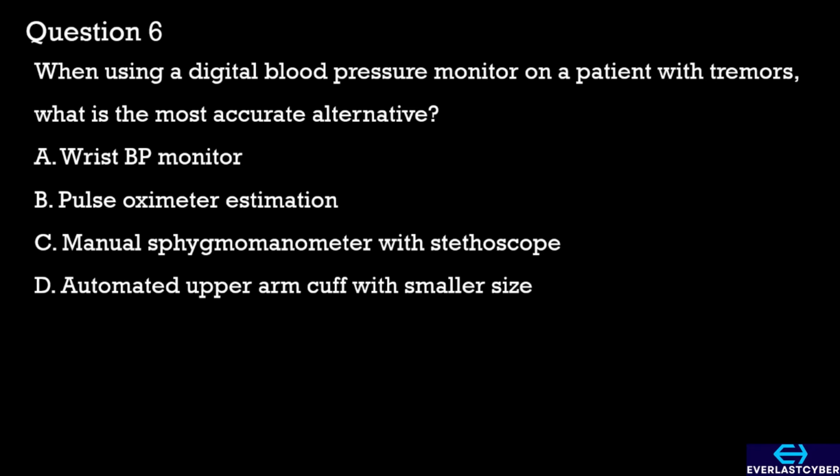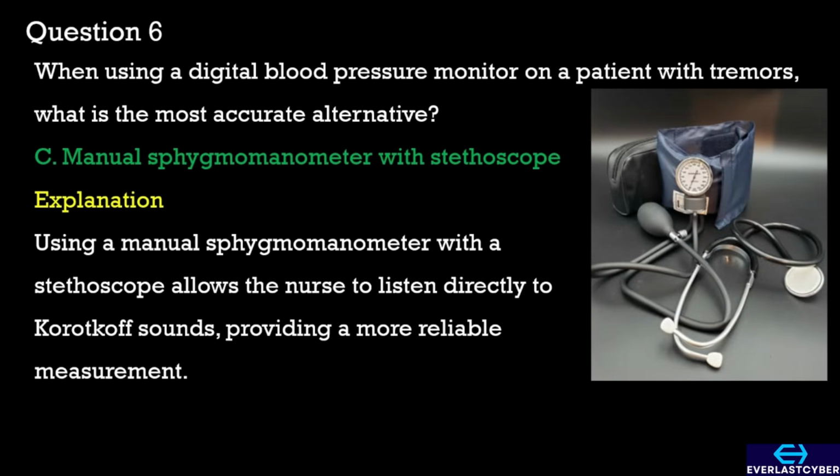In option A, a wrist BP monitor is even more sensitive to movement, so tremors may actually worsen the accuracy. A pulse oximeter estimation cannot measure blood pressure. It only measures the oxygen saturation and pulse. I've already explained option C. So using a manual sphygmomanometer with a stethoscope will give a more reliable measurement. In option D, cuff size alone does not correct for errors caused by patient tremor. So of these options, the most accurate alternative is option C.